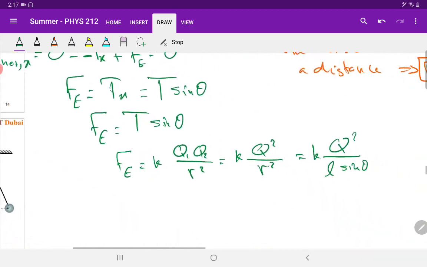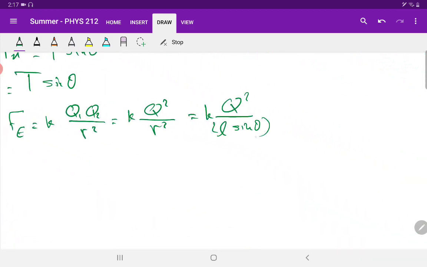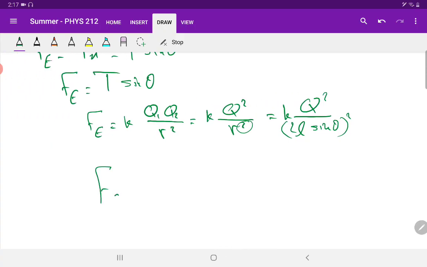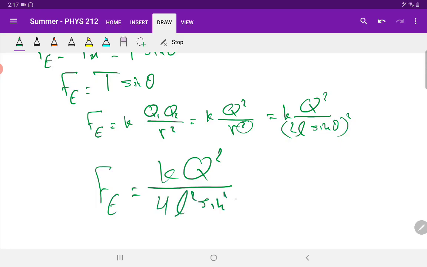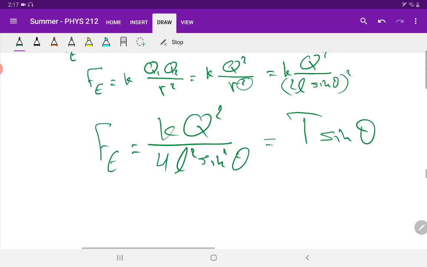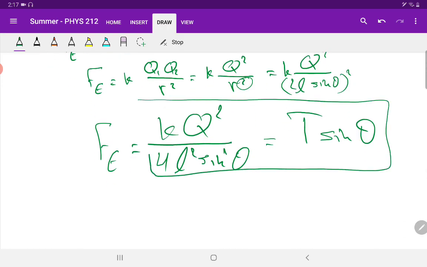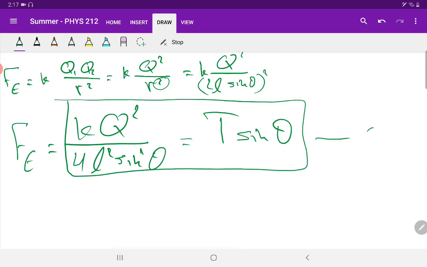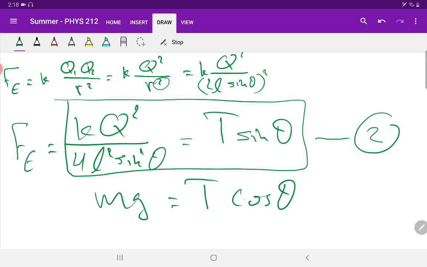So that's why I have to put here 2, and don't forget that we have a square from the formula. So Fe actually will equal k q squared divided by 4L squared sine squared theta. And that's equal to T sine theta. This is the second equation, equation number 2. And the first equation, if you remember, was mg equals T cosine theta.